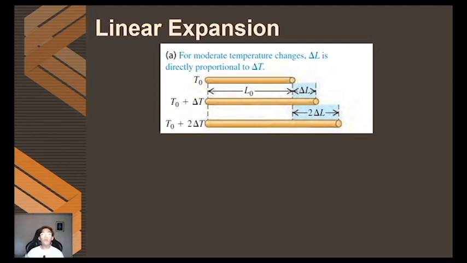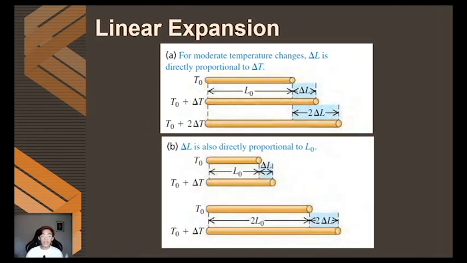Now, suppose we have two rods made of the same material that experience the same temperature change, delta T, but one rod is twice as long as the other. Then the change in its length is also twice as great. Therefore, delta L must also be directly proportional to the initial length.